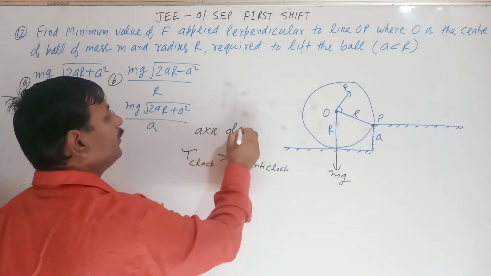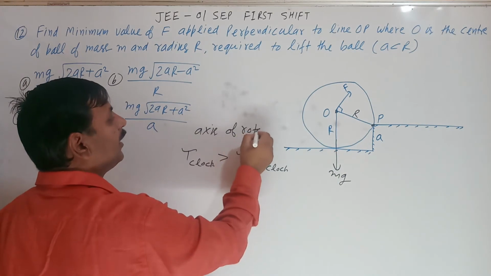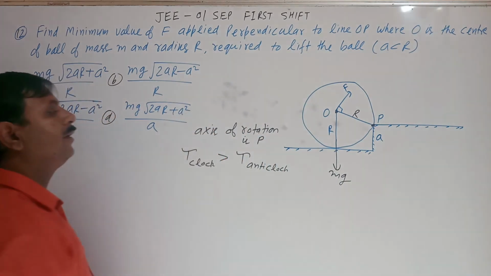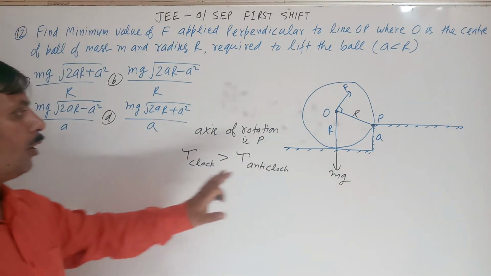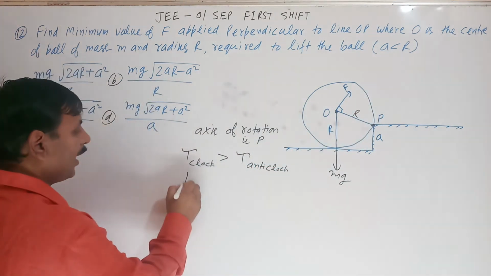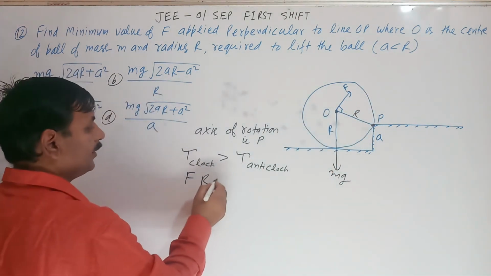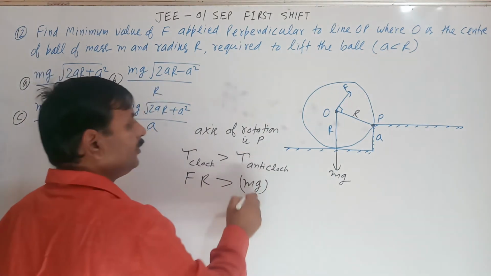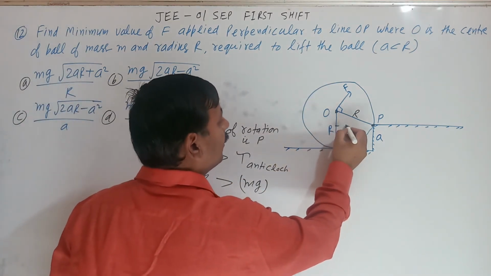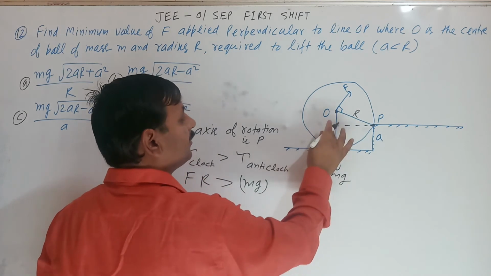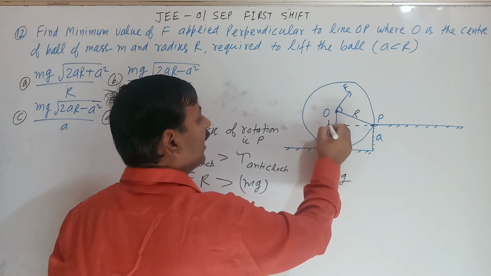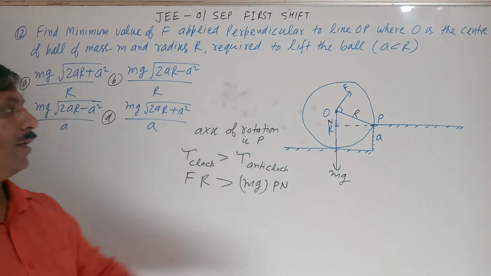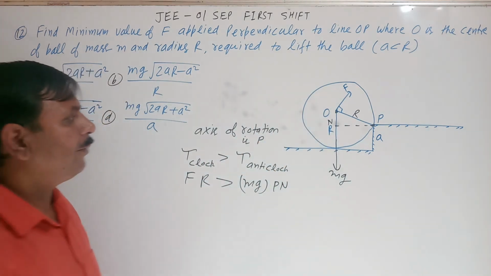तो एक्सिस ऑफ रोटेशन passing through, हमने कहां से लिया है बेटा? Rotation is passing through point P. Clockwise torque means F into R. That should be greater than anti-clockwise torque. What is it, बेटा? mg and perpendicular distance. तो यहाँ पर perpendicular distance, suppose this is P, this is N I have taken. तो mg इंटू क्या होगा? PN, ठीक है. तो this you have to calculate.